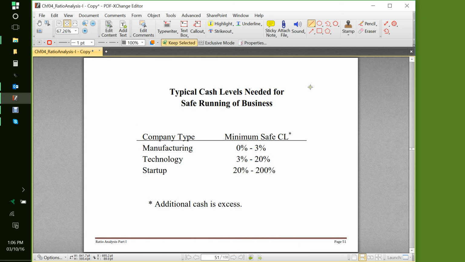Okay, just a heads up, typical cash levels needed for safe running of a business. For a manufacturing company, minimum safe cash level is 0% to 3%. This could actually be 0% because the company could take out what's called a revolving loan, which essentially works like a credit card.